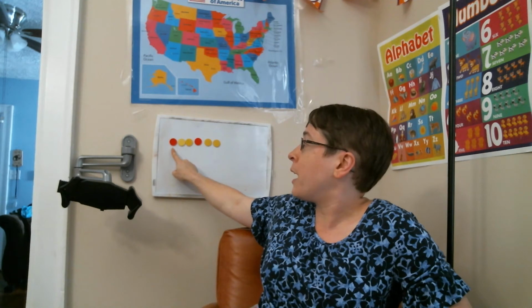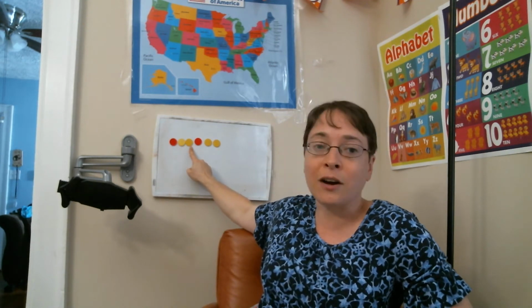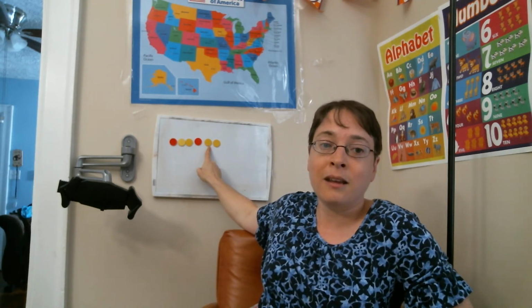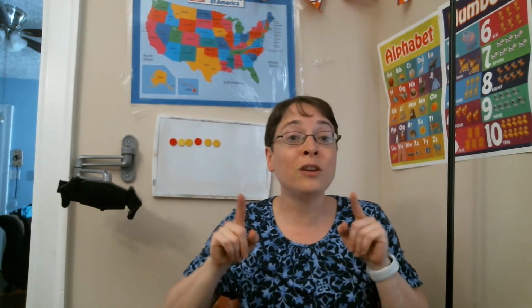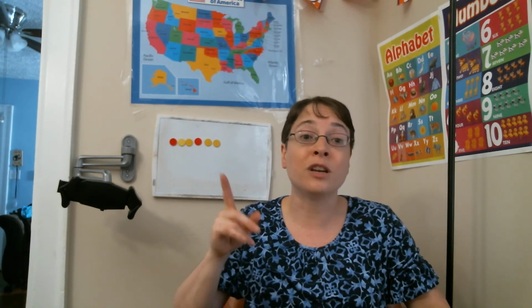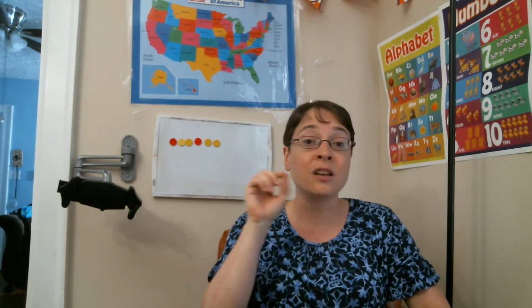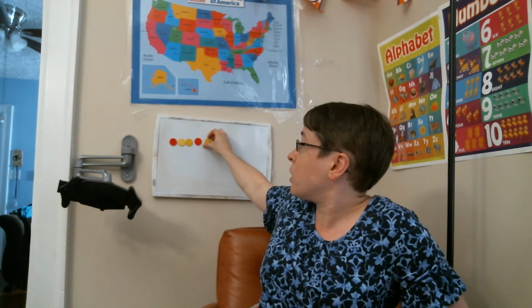So we have red, yellow, yellow. Red, yellow, yellow. So I want you to try to make your own pattern. You can use crayons or markers. You can draw shapes or you can draw just dots to make your pattern. All right, very good.